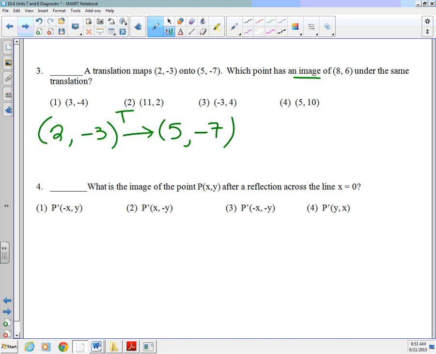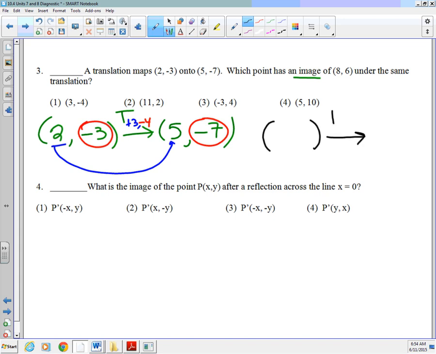Translations are adding and subtracting. So I'm going to go from 2 to 5. Well, guess what? I just added 3. And then -3 to -7. Well, what happened there? I subtracted 4. So that's my translation. Now, this says which point has an image of (8, 6) under the same translation, meaning that there's a point that gets transformed by (3, -4) to give you (8, 6).